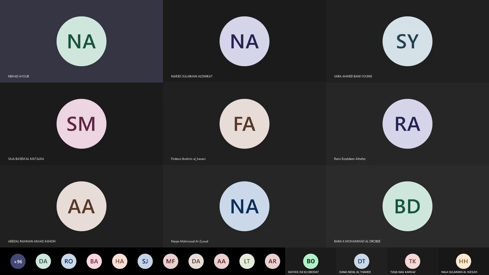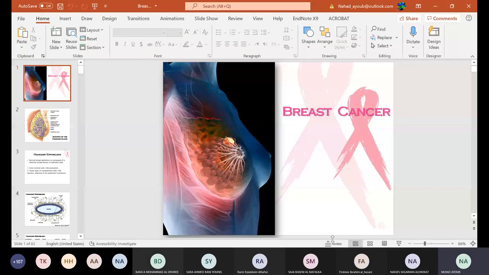Okay, we still have plenty of time. I will start breast cancer, which is the first topic in solid cancers. We will give a brief introduction, because breast cancer is a huge chapter. It might consume some time actually. I will start it now.